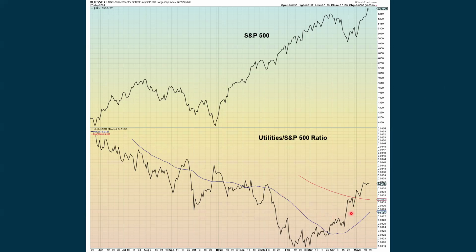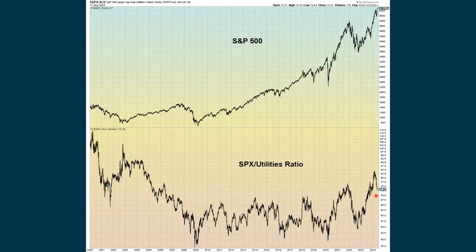This is another area that we've been a little concerned about, staples and utilities. And we do a ratio, and this is really going down right now. For the S&P to be more positive, we want to see this ratio going up. And I've been showing this a lot in the daily video.